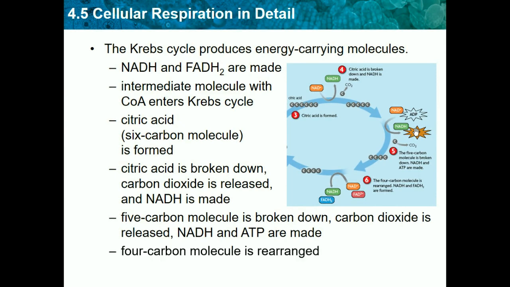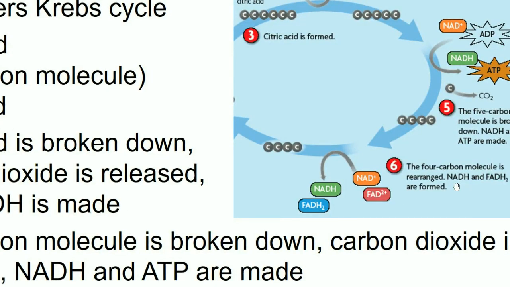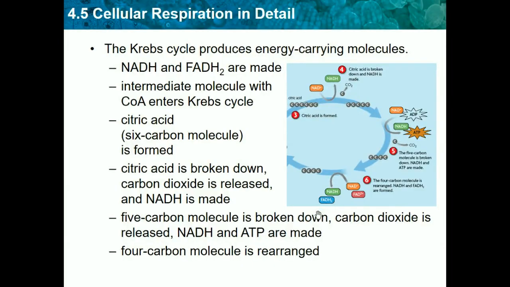So the 4-carbon molecule is rearranged. After it becomes a 4-carbon molecule, it's in the wrong order, so it's rearranged. And while it rearranges, the 4-carbon molecule produces NADH and FADH2. As you see here, this 4-carbon molecule is rearranged, and it forms this one. They look exactly the same, but just imagine they got rearranged. While this happens, we created NADH and FADH2, which are energy-carrying molecules that transfer electrons.